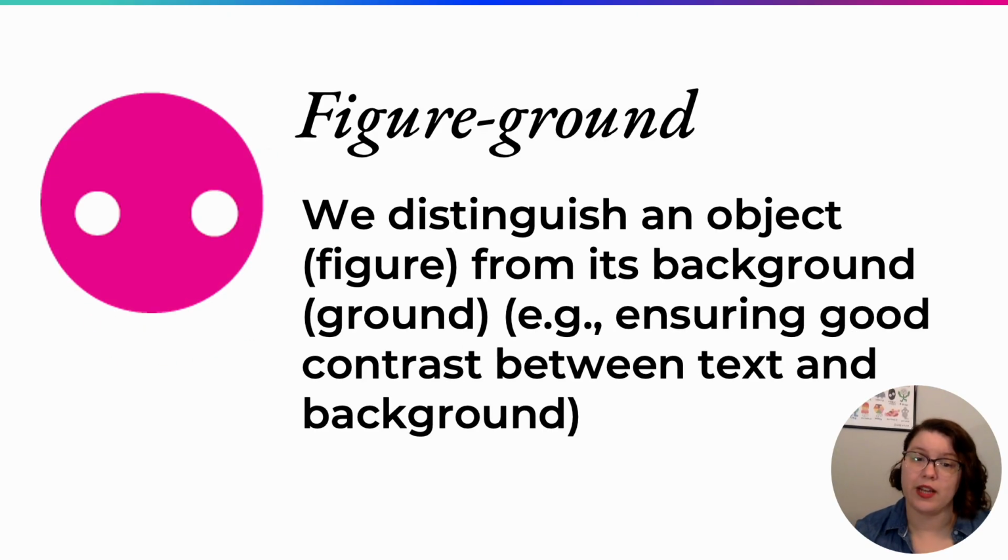And then there's figure ground, where we distinguish an object from its background. So the object being the figure, the background being the ground. So this is used most blatantly like when you have good contrast between text and the background. So like here, my text is black on a white background. That's an example of strong figure ground.